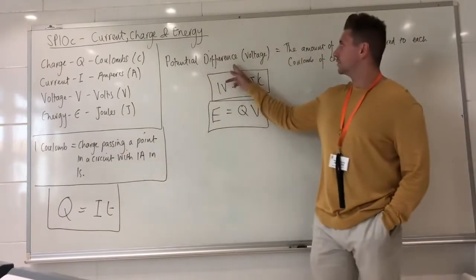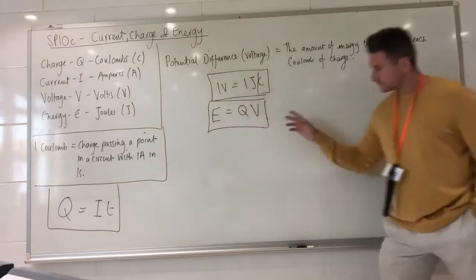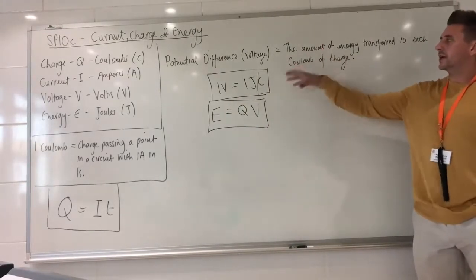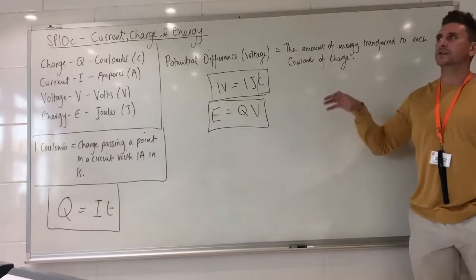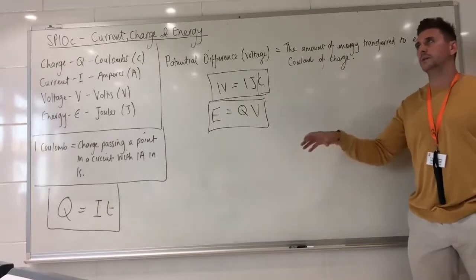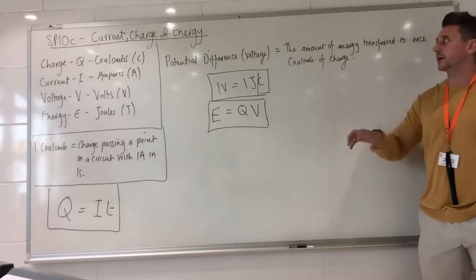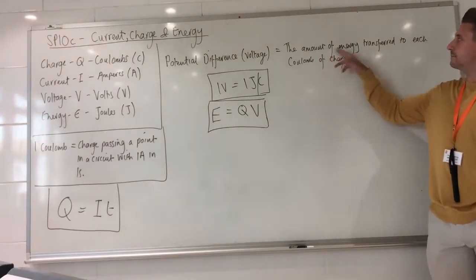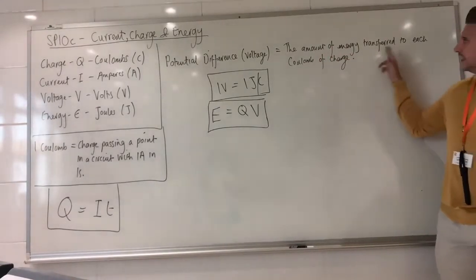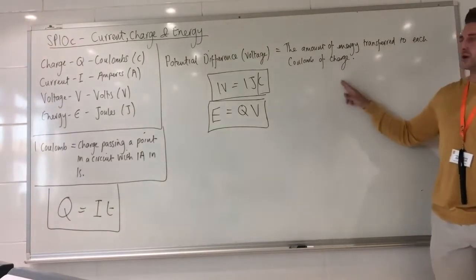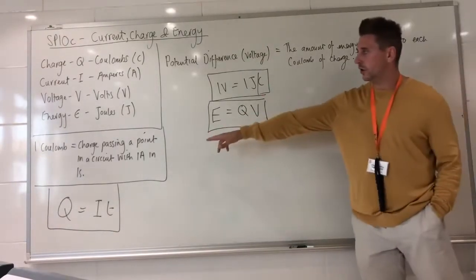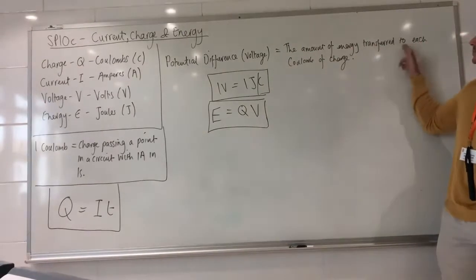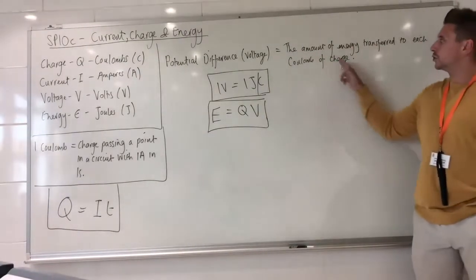Okay? Potential difference then, we've got voltage. A new definition for voltage, although we already said potential difference is the amount of potential energy that is provided by a supply in a circuit or taken by a component. A better definition is that the voltage is the amount of energy transferred to each coulomb of charge. So you define the coulomb and then you say, well, potential difference is actually the amount of energy that's being transferred to each coulomb of charge.